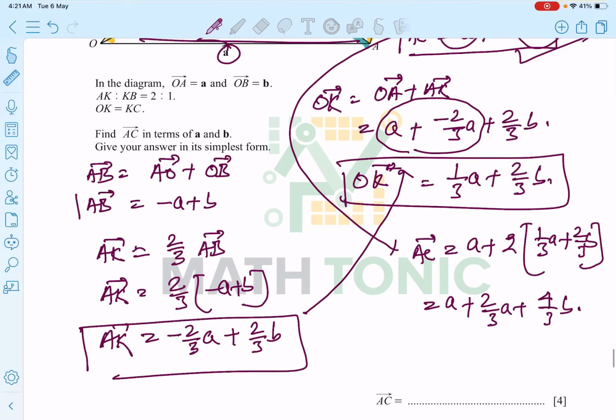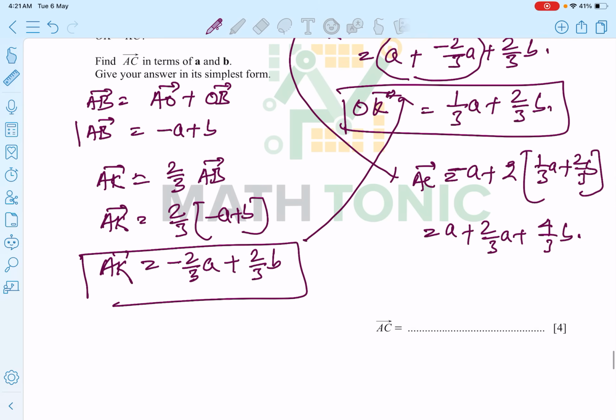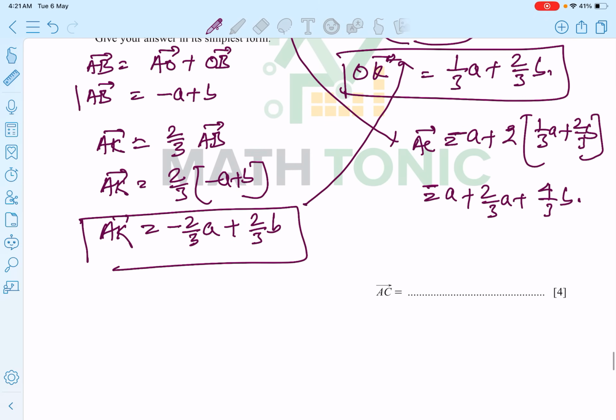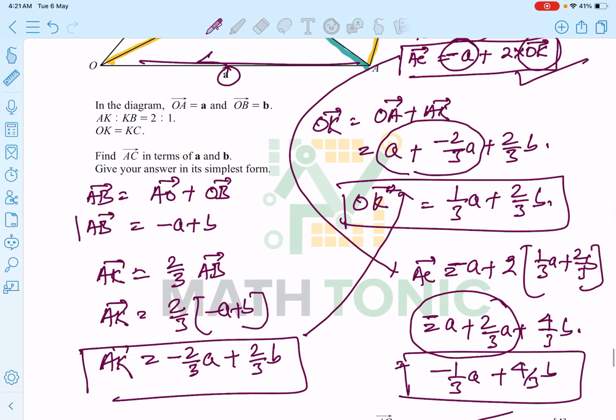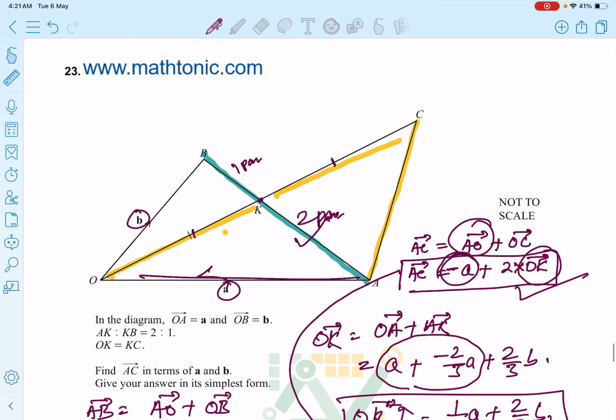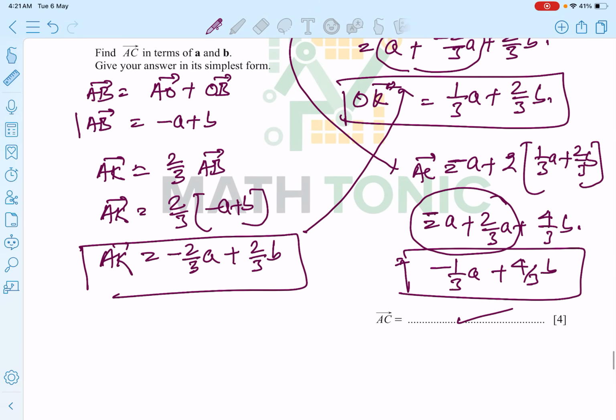Okay, so please correct it. This is minus a, this one is minus a, because it's going in the opposite direction. So minus a plus 2 over 3a, and I got minus 1 over 3a plus 4 over 3b. Can you see this, everyone? Yes, this is the answer for this question: minus 1 over 3a plus 4 over 3b. So be careful. I just missed this. This should be minus a because OA is given as a, so AO becomes minus a. Sorry for that.